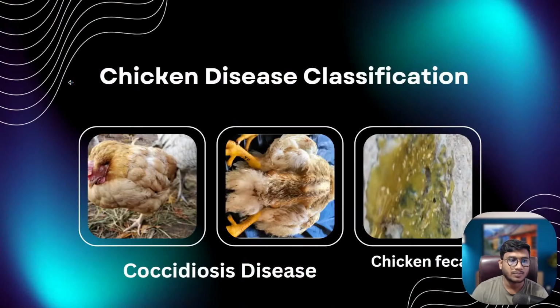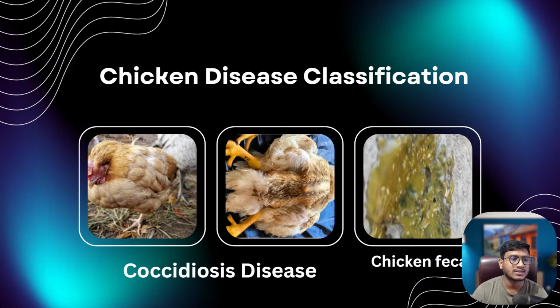Now guys, let's come to the problem statement. So here we'll be solving one problem statement called chicken disease classification. Okay, so I think you know chicken has different kinds of disease. So here I have collected one data from a website. I'll tell you which website you can follow to collect these kinds of data. So I collected some images from that website.